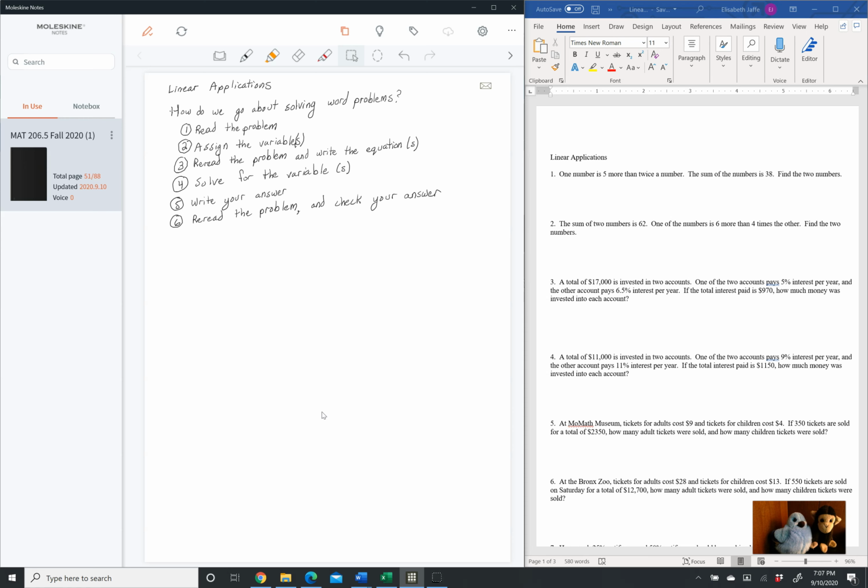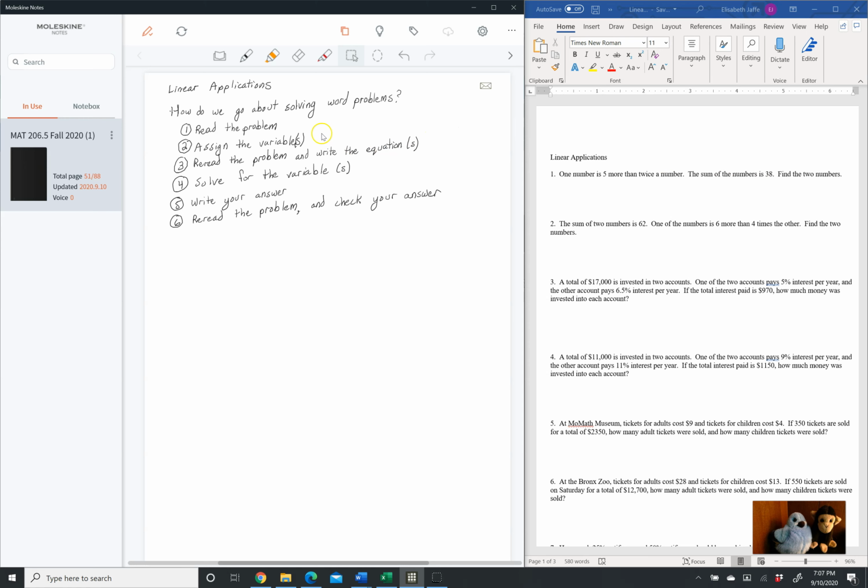So let's start with the first one. And the first one you'll see in a few different ways. The first and the second are similar. So let's read the problem. One number is 5 more than twice the number. The sum of the numbers is 38. Find the two numbers.